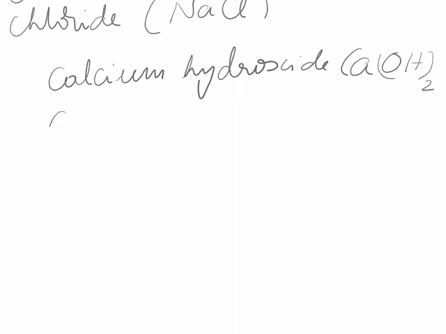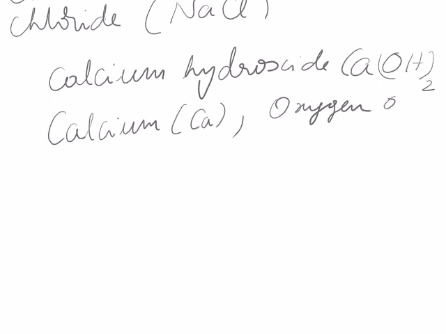It is made up of calcium, that is Ca, oxygen, that is O, and hydrogen, whose symbol is H. So all these three elements, when they combine in a definite ratio, form calcium hydroxide. A compound is always made of atoms of two or more elements.